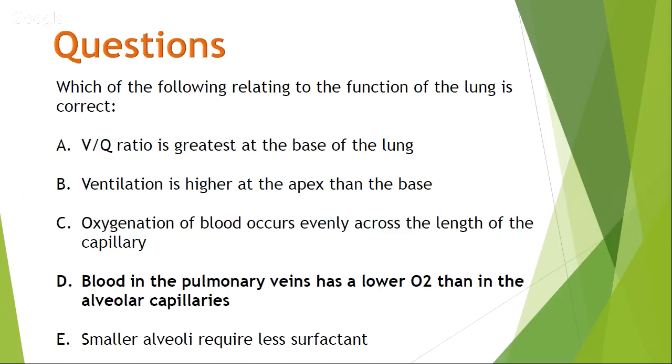So it's D. The pulmonary veins are what's carrying blood back to the heart. They've got a lower oxygen saturation than the blood in the pulmonary capillaries because the blood from the bronchial veins has been added to them.